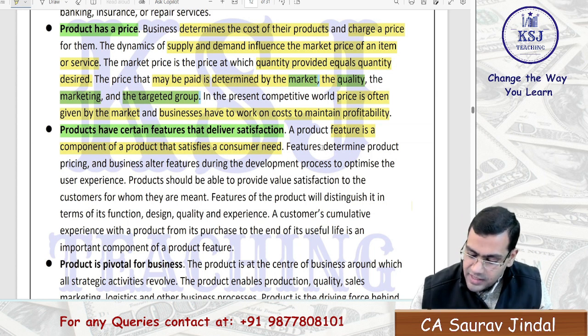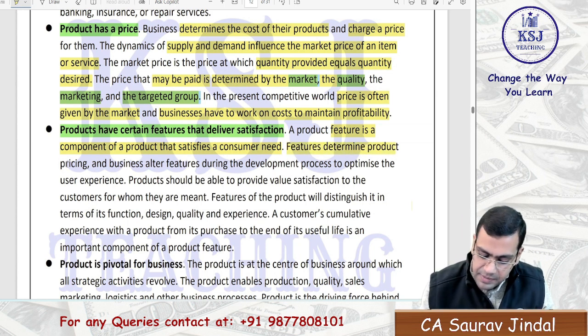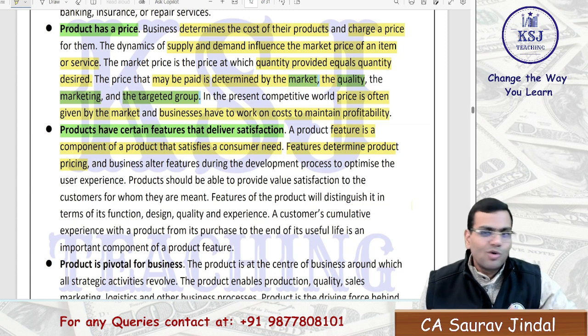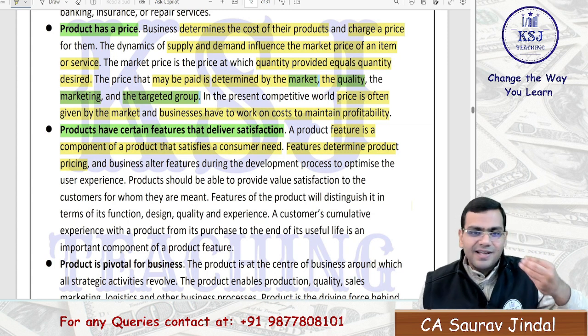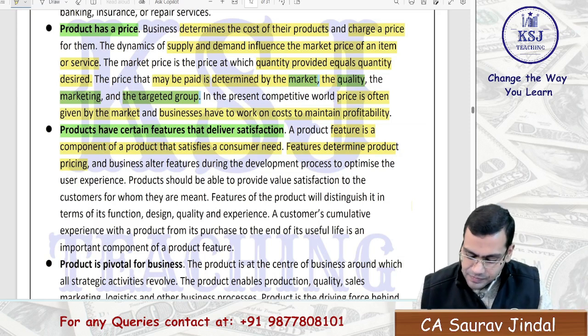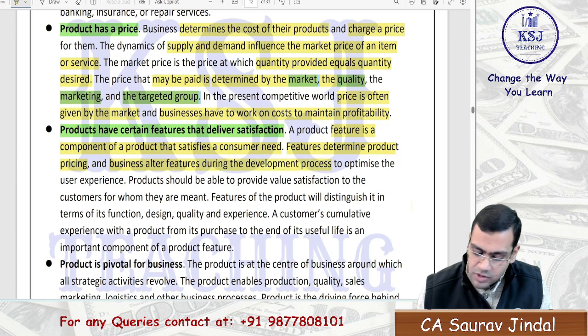The features determine the product pricing. More the features, more the pricing, and the best example for this is the mobile phones, right? More the features, more the pricing, less the features, less the pricing. Nothing can be a better example than this. And the business alters the features during the development process to optimize the user experience.